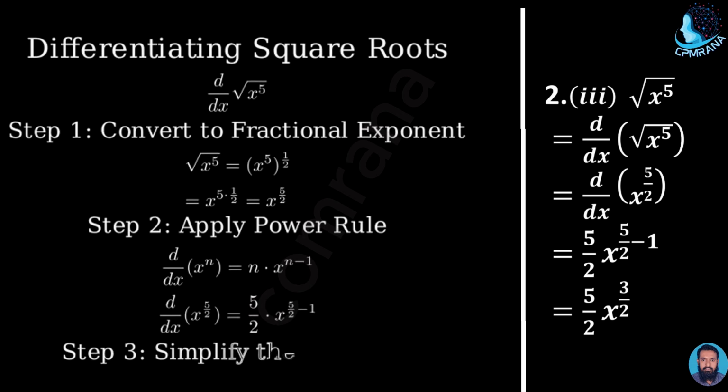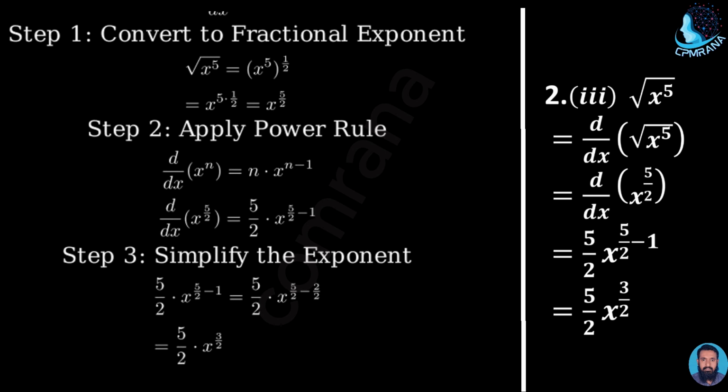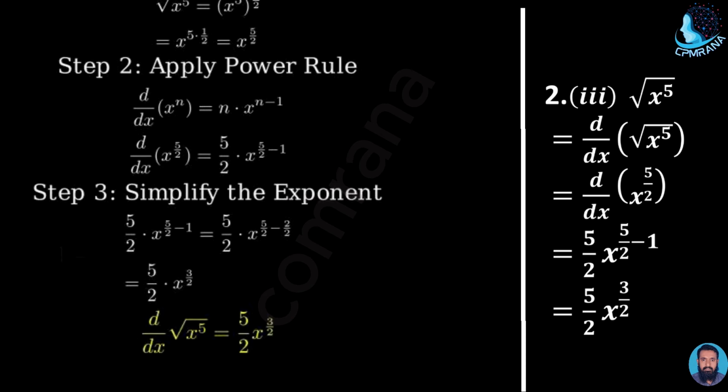The final step is to simplify the exponent. 5/2 minus 1 is the same as 5/2 minus 2/2, which equals 3/2. Therefore, the derivative of the square root of x to the 5th power is 5/2 times x to the 3/2 power.